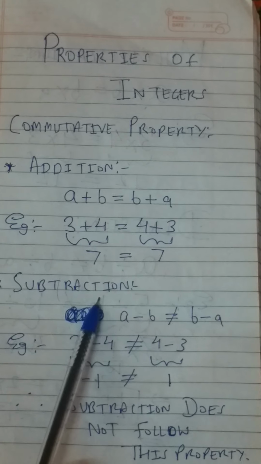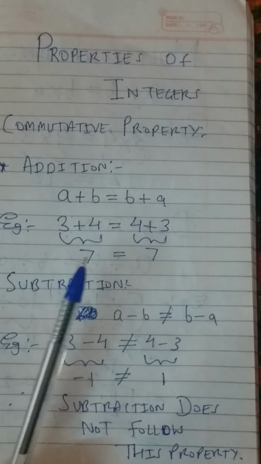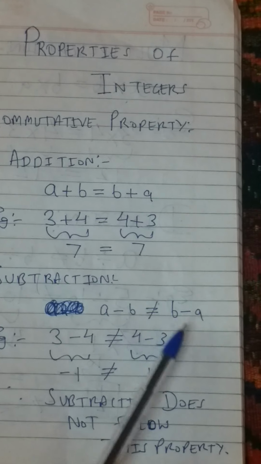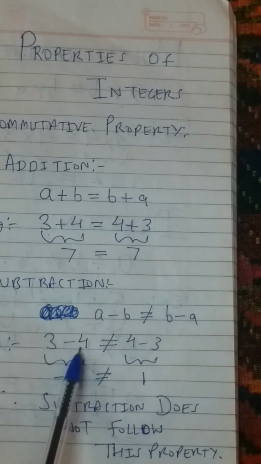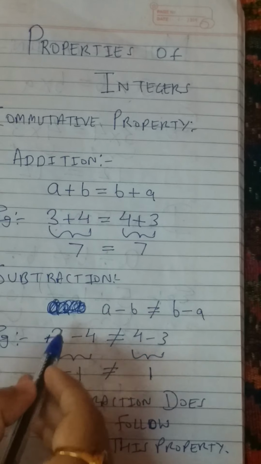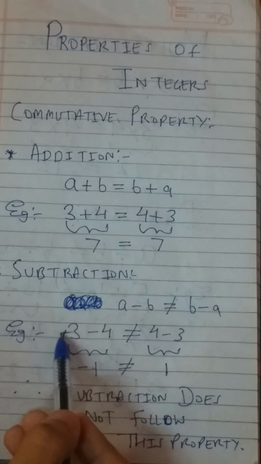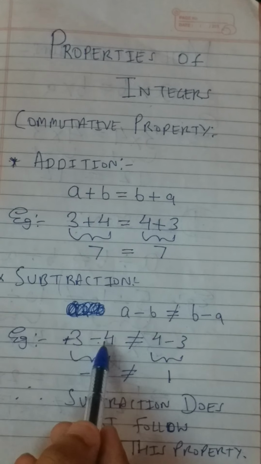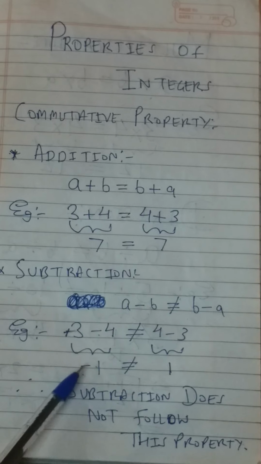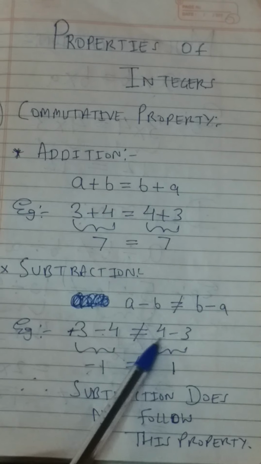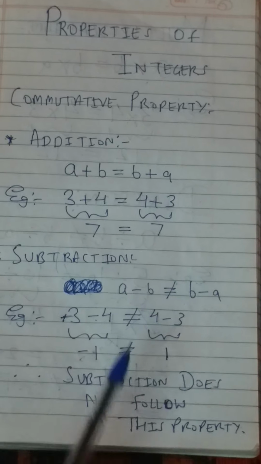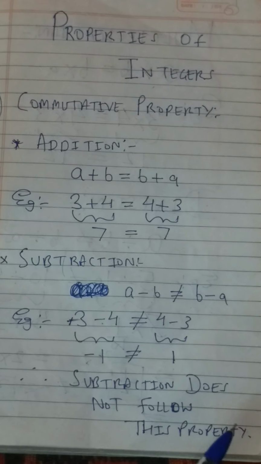Next, in subtraction, the commutative property is not followed. Here, the commutative property states that a minus b is not equal to b minus a. For example, 3 minus 4. Here we take 3 as plus 3, and in the first video you have seen that plus minus becomes minus, so 3 minus 4 would be 1, and the sign comes of the bigger number, so that would become minus 1. And if we do 4 minus 3, that is b minus a, that would be 1. So minus 1 is not equal to 1. Thus subtraction does not follow this property.